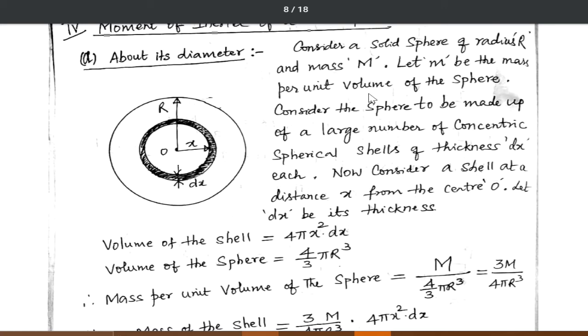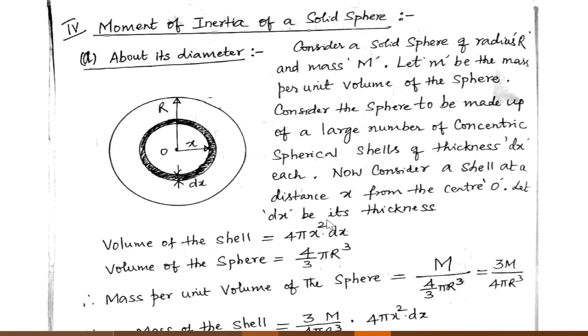Let m be the mass per unit volume of the sphere. Consider the sphere to be made up of a large number of concentric spherical shells. Here one such spherical shell is shown, of thickness dx each. So dx is the thickness of each spherical shell. Now consider a spherical shell at a distance x from the center O of the solid sphere. Let dx be its thickness.